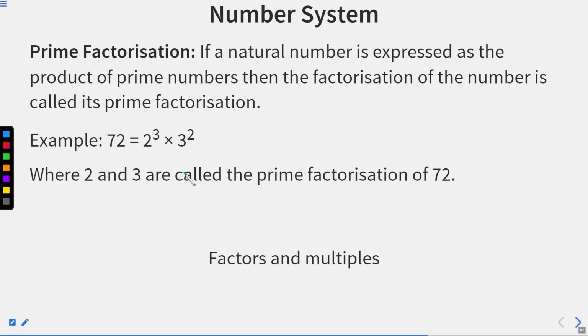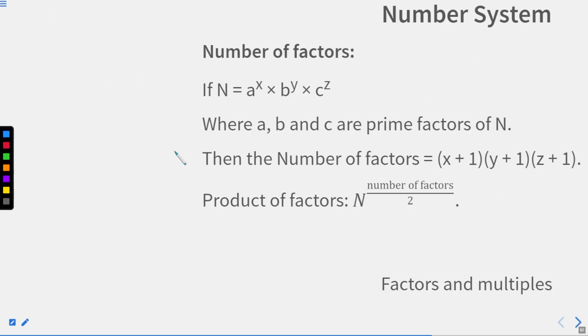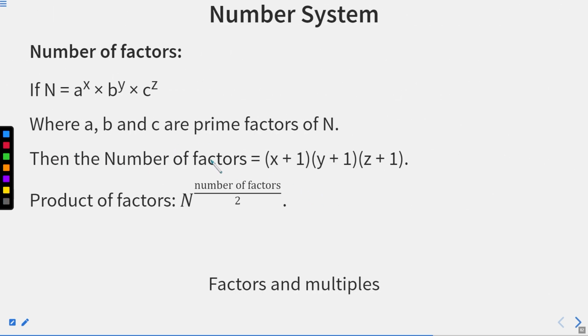Prime factorization. Just now I used the term prime factorization when we were trying to find the totient function. If a natural number is expressed as a product of prime numbers, then the factorization of the number is called its prime factorization. For example, 72 is written as 2 to the power 3 into 3 square, where 2 and 3 are prime numbers, and this is the prime factorization of 72. So where is this prime factorization helpful? It is helpful in a lot of ways.